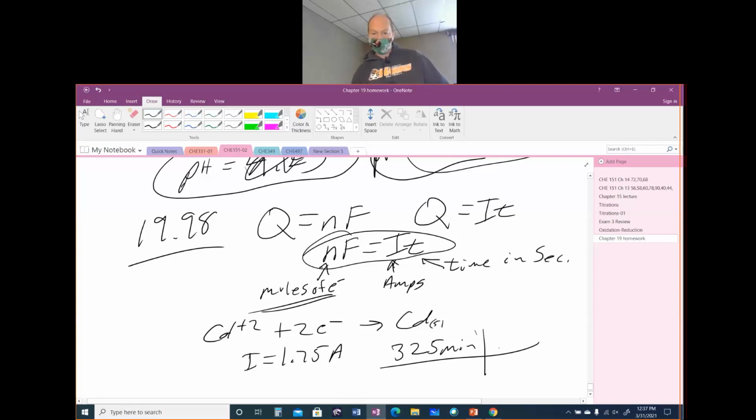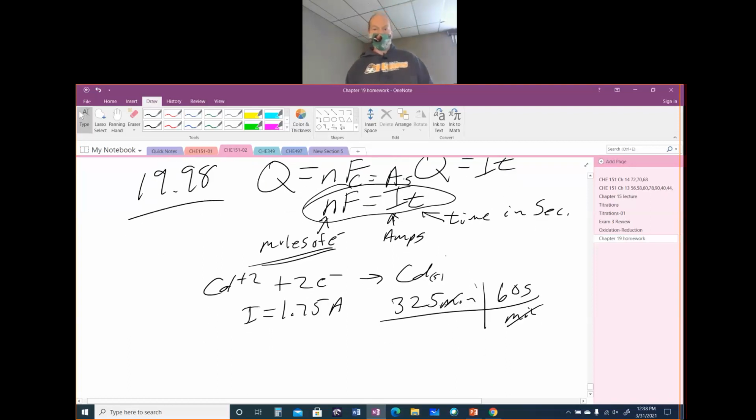It must be in seconds, because an amp times a second is a coulomb. An amp times a minute is not a coulomb. It has to be in seconds. There are 60 seconds in a minute, so you immediately multiply that by 60. Of course F is a constant, so we can solve for n. n is equal to I t over F.